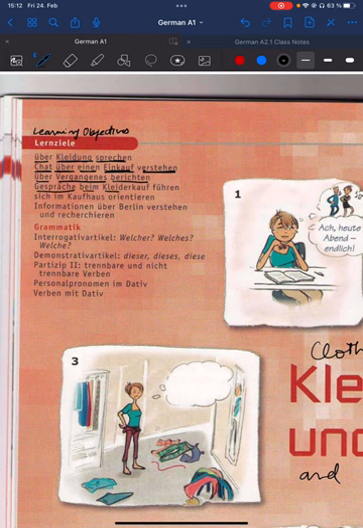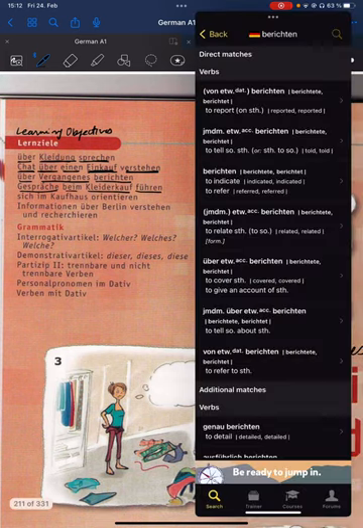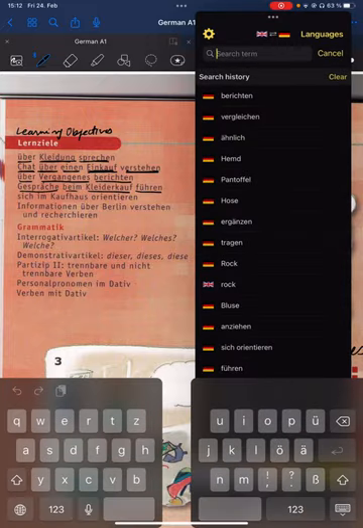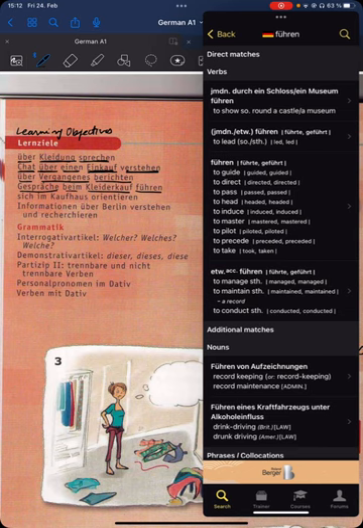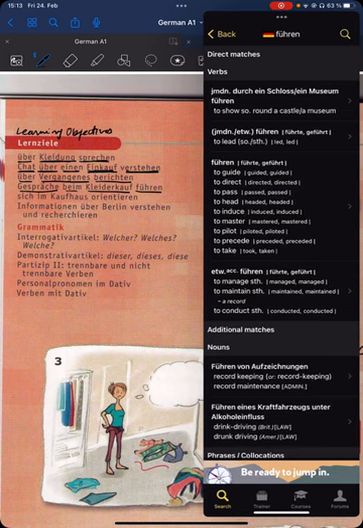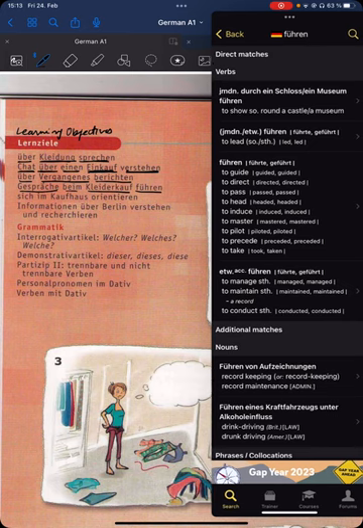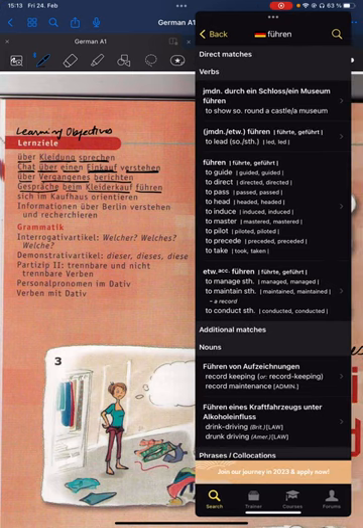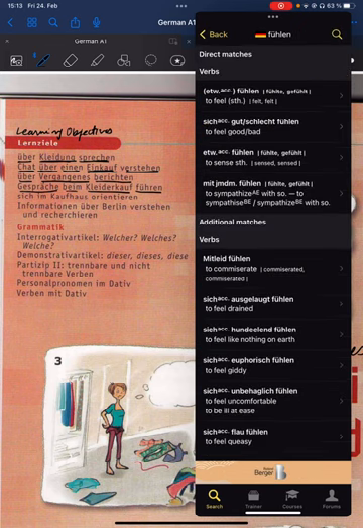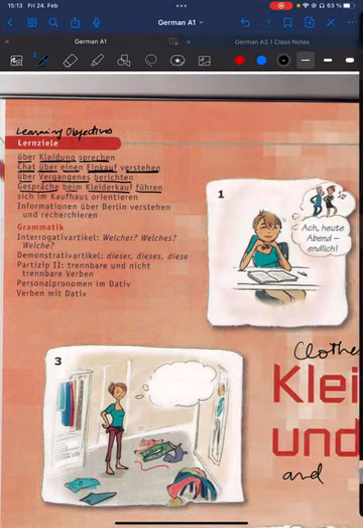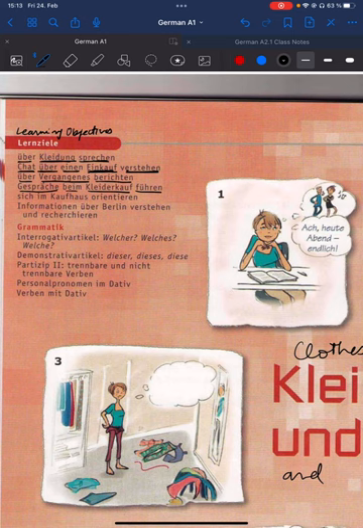Gespräche beim Kleiderkauf führen. Führen is to show, to guide, to manage. So to manage the conversation at a shopping store. There is a similar verb, fühlen. Fühlen is to feel, but führen is to manage. So to manage a conversation at a clothing store.